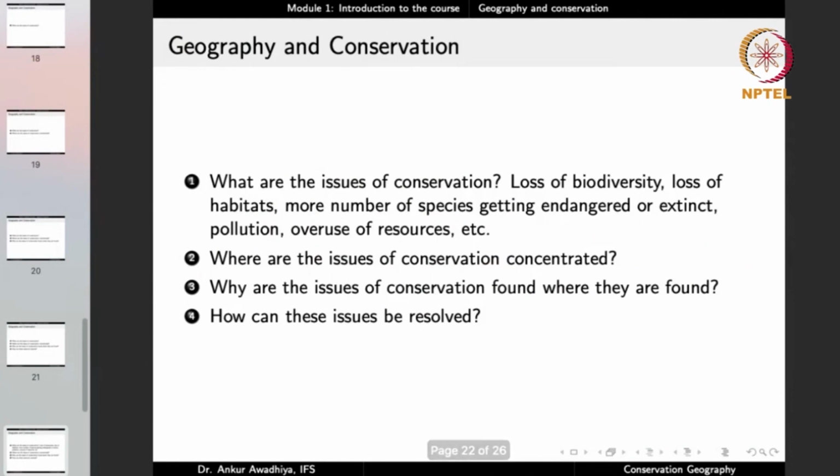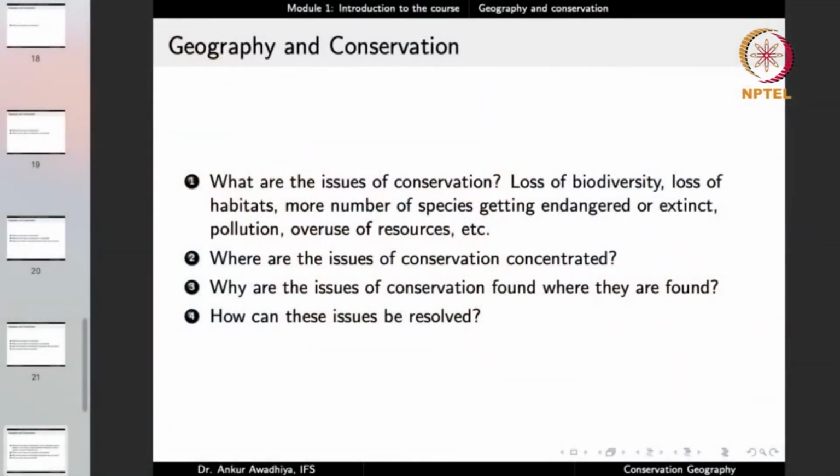Or how to abrogate these issues. So in this case, if you look at the issues of conservation, there are several issues of conservation. Things like loss of biodiversity. That is, a large number of plants and animals and insects and microorganisms are all becoming extinct. So loss of biodiversity is an issue in conservation. We have loss of habitats, more species getting endangered or extinct, pollution, overuse of resources. So there are several issues of conservation. And we can ask the question, what are these issues and where are they located?